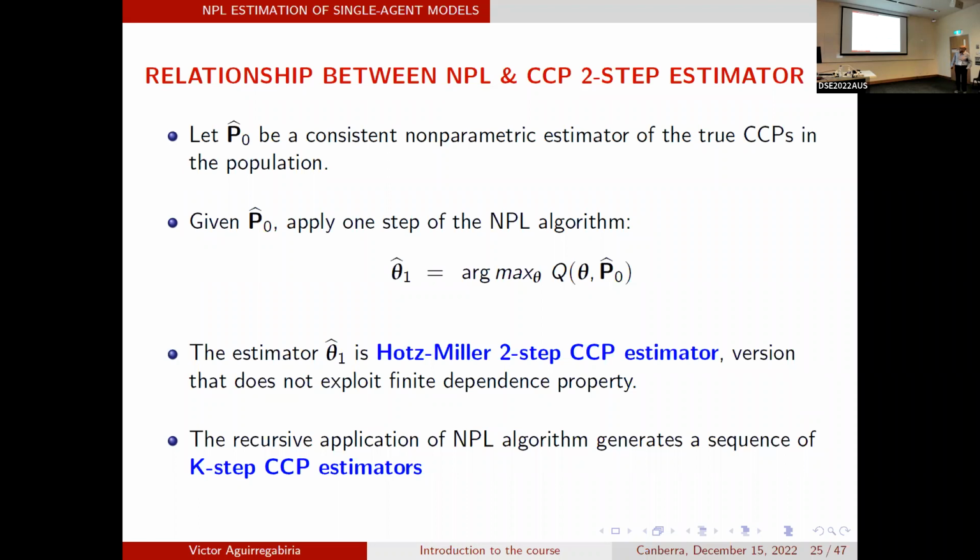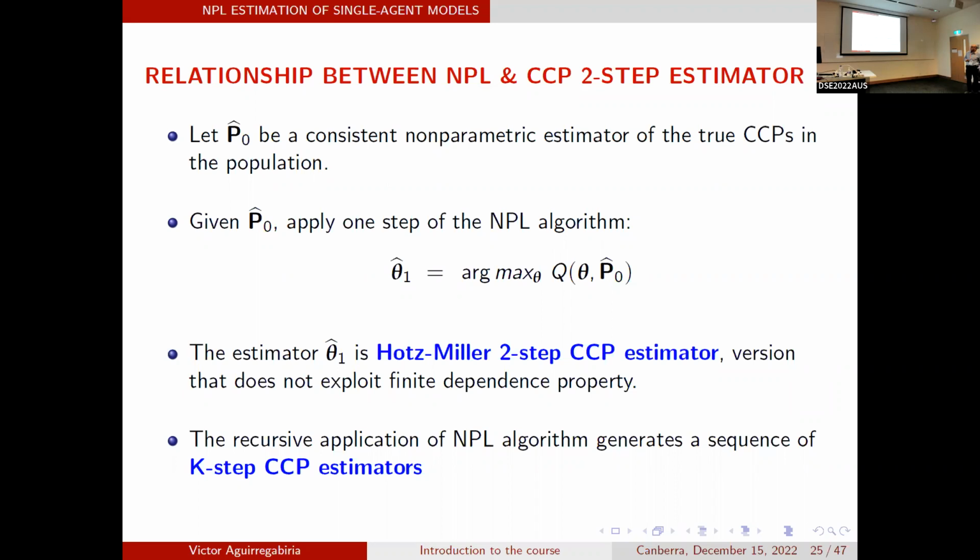And then Kasahara and Shimotsu show that by starting this nested pseudo likelihood not with an arbitrary vector of choice probabilities, but with non-parametric estimates of the choice probabilities, and iterating in this nested pseudo likelihood, not necessarily upon convergence, we can get an estimator that has lower finite sample bias.